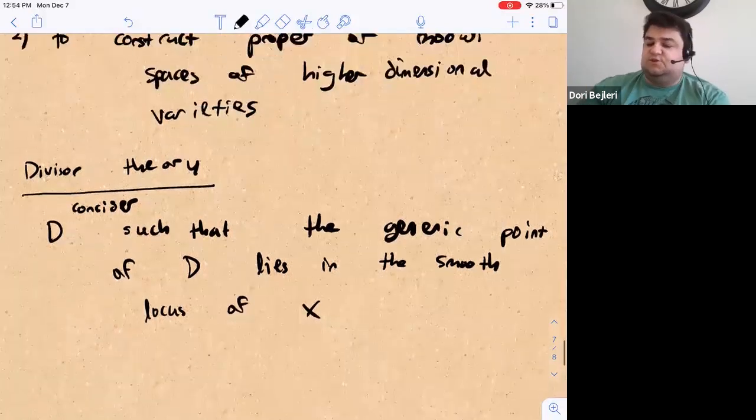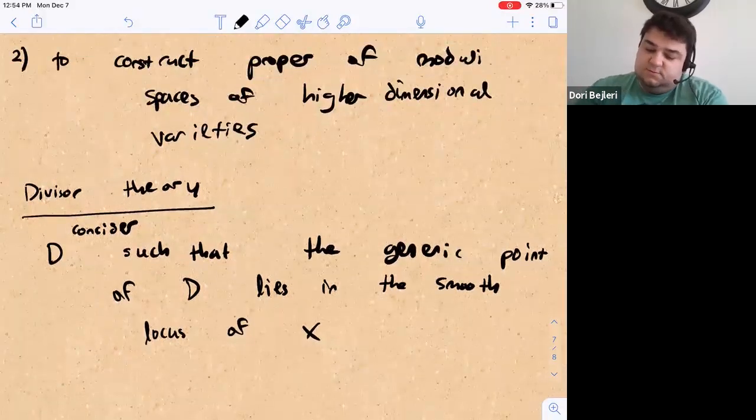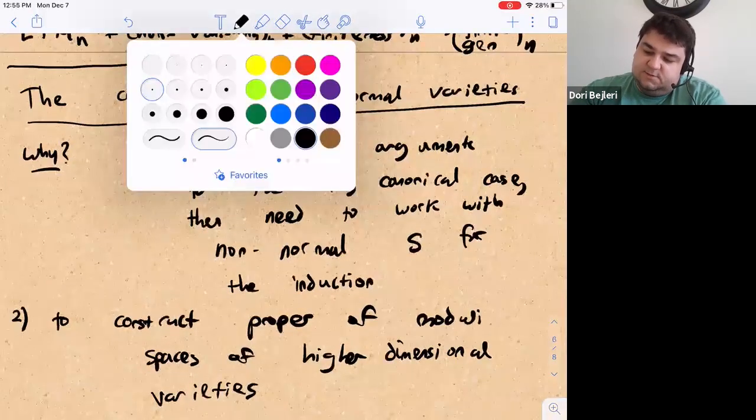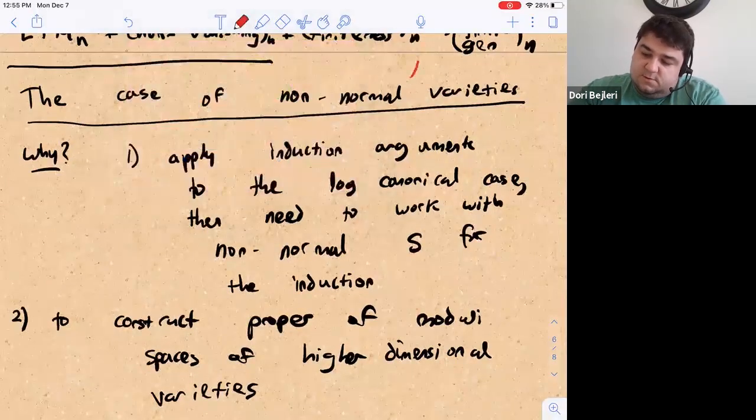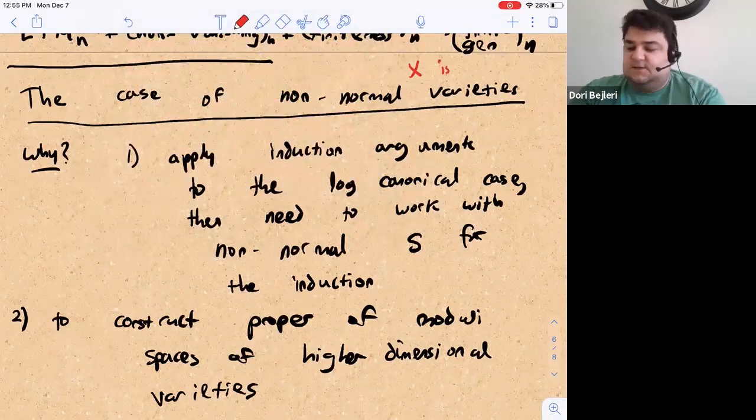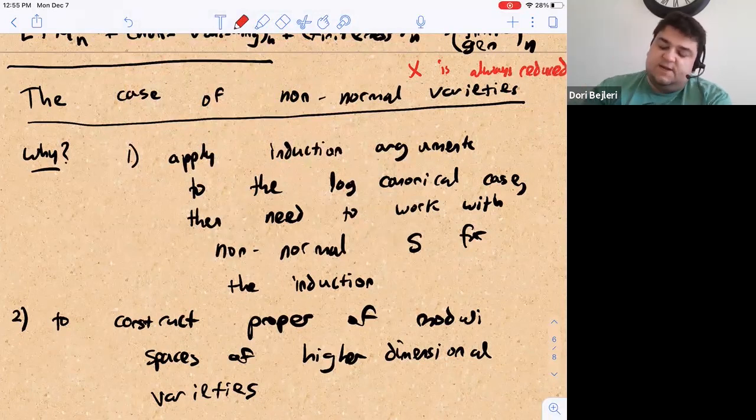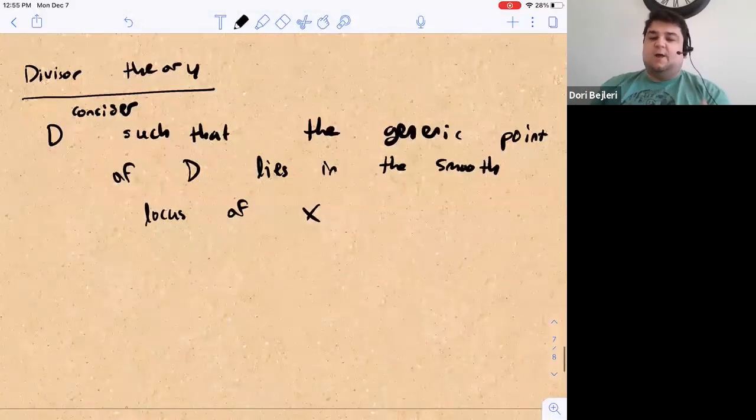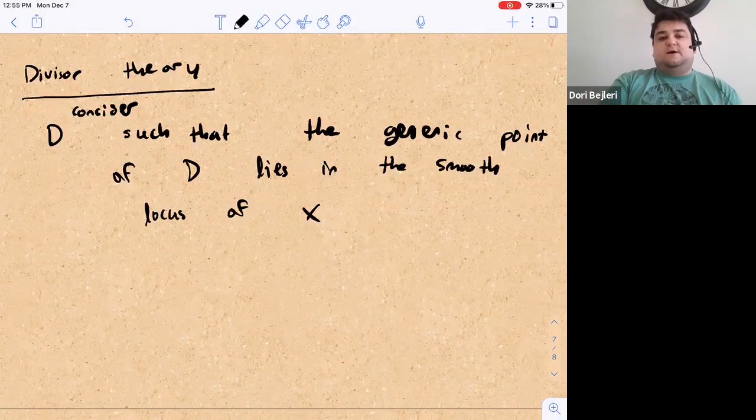So in particular, we should assume X is reduced. So even in the non-normal case, we'll always assume that X is reduced, but not necessarily irreducible. But okay, if it's reduced, it has some open subset where it's smooth. And now we're going to consider prime divisors whose generic point is in the smooth subset. And the reason is that we want to be able to measure order vanishing along prime divisors.